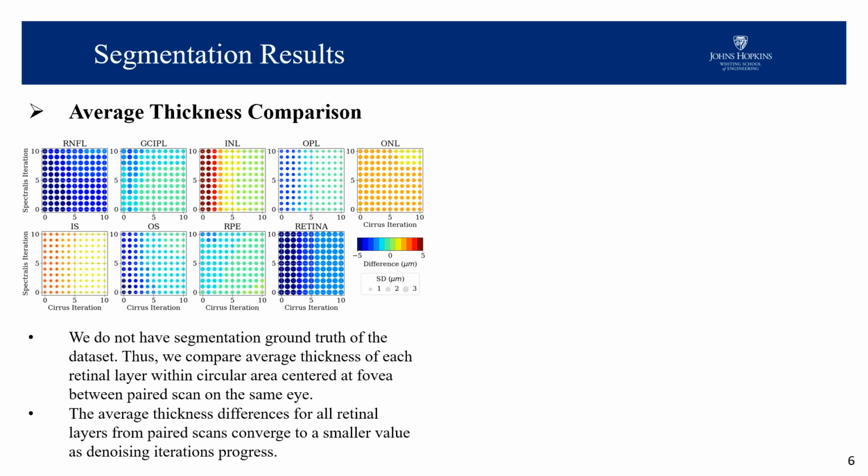From this plot, we observe that recurrent cell fusion impacts series B scan more than specialist B scan, since series B scan initially has more noise. Moreover, after applying the recurrent cell fusion, the difference of the thickness measurements for all retinal layers from the pair scan converge to smaller values.